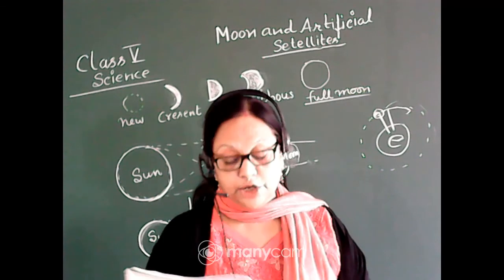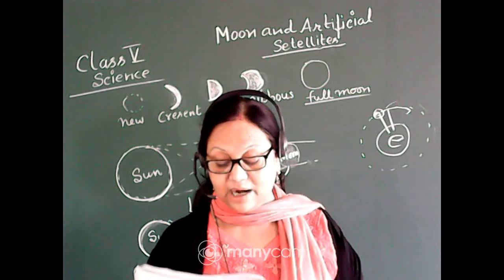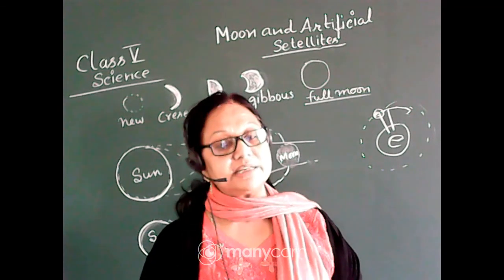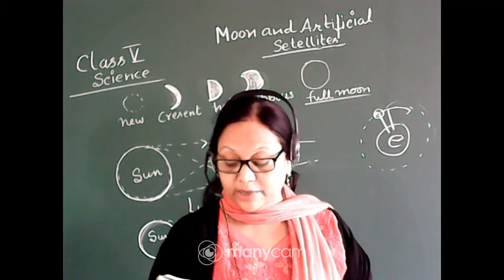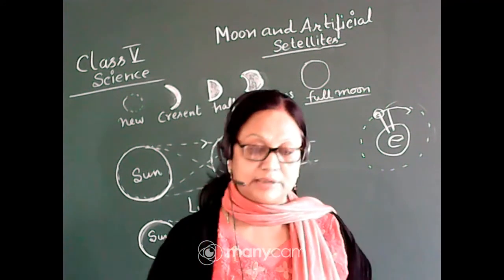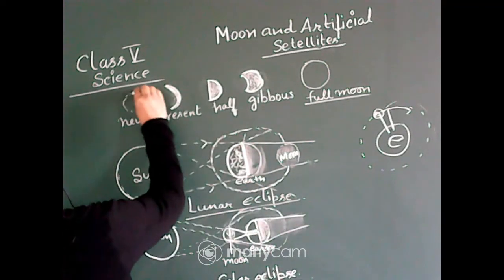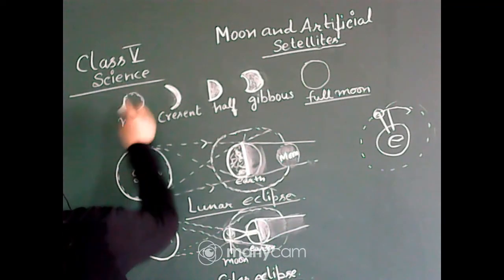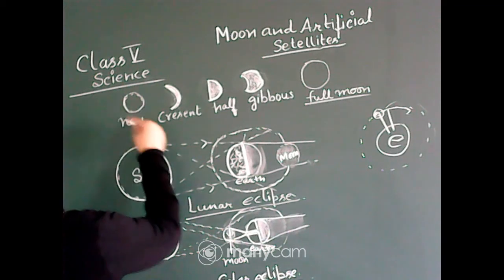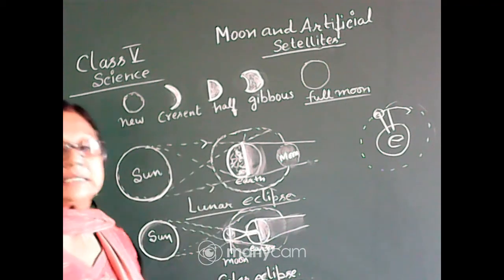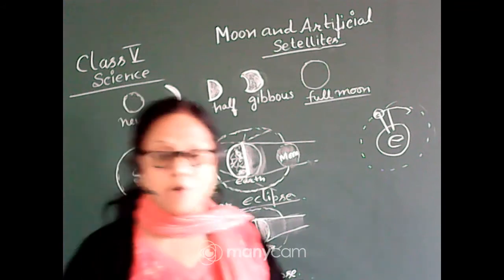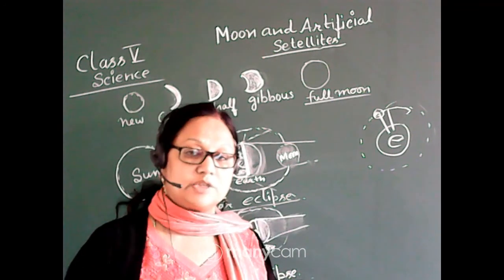First is the new moon. When the moon is in between the Earth and the sun, you cannot see the moon at all. This is called the new moon. In this condition it is in between the Earth and the sun. The Earth is an opaque object, and the moon is also an opaque object.